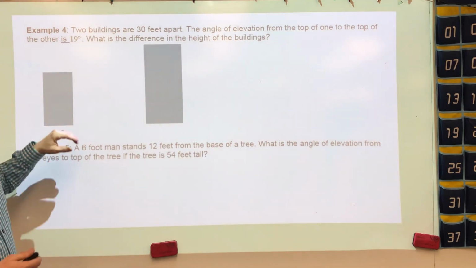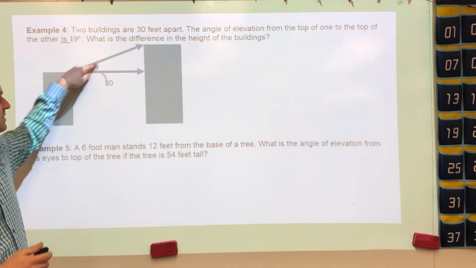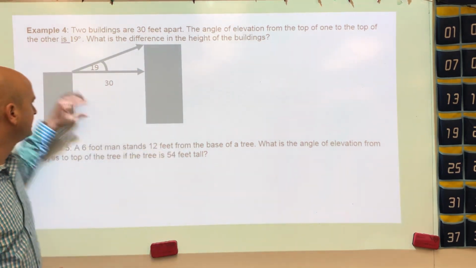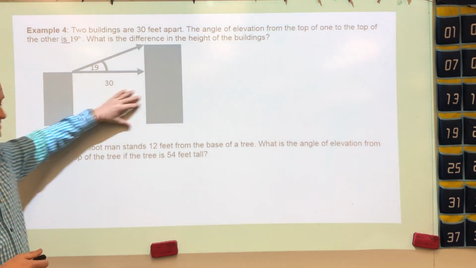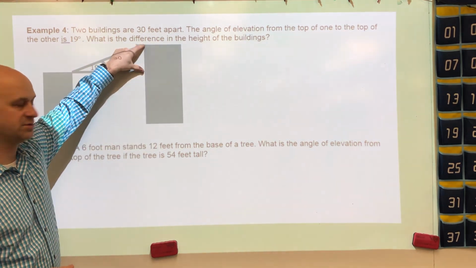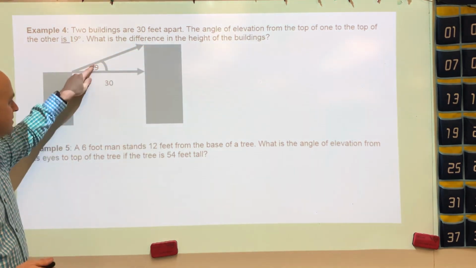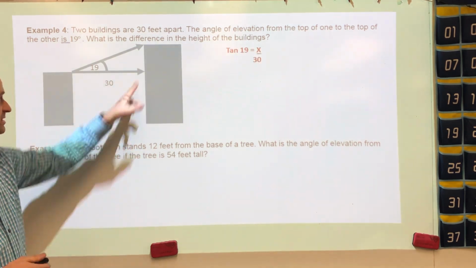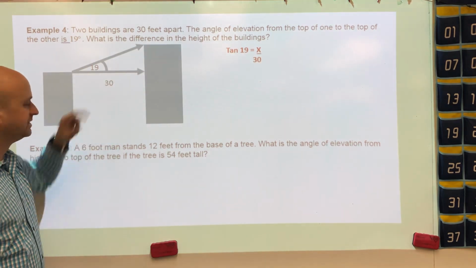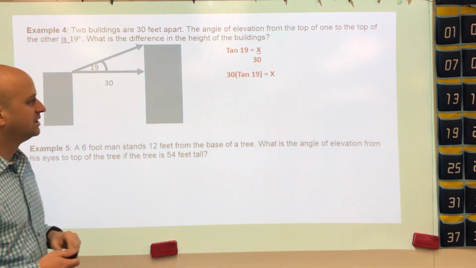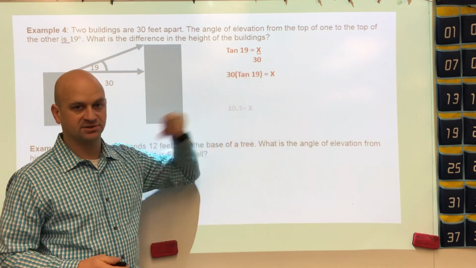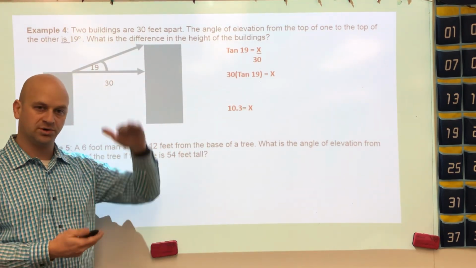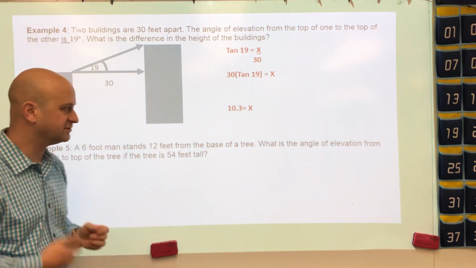All right, 2 buildings are 30 feet apart. The angle of elevation is measured here. They want to know the difference in height between the buildings. So in this case, we don't really care what the height of this is or the height of this. We just want to know the difference between the 2. And so here's our angle, and then here's our side, and this is going to be tangent because we have opposite, which is what we want, and adjacent, which is what we're given. And so because the variable's on top, we cross multiply, and we get a distance of about 10 feet difference between them. So about a 1 floor difference, about 10 feet for every floor of the building.